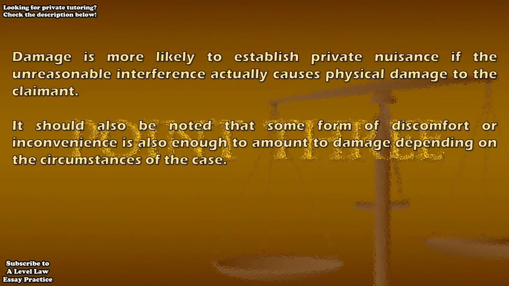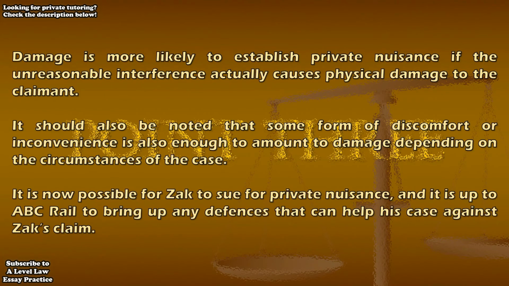It could be assumed that he uses these two things for work, and if that is the case, then damage has been suffered by Zach due to what ABC Rail has done. Therefore, after going through the relevant factors to determine the unreasonableness of the interference, it is now possible for Zach to sue for private nuisance, and it is up to ABC Rail to bring up any defenses that can help his case against Zach's claim.